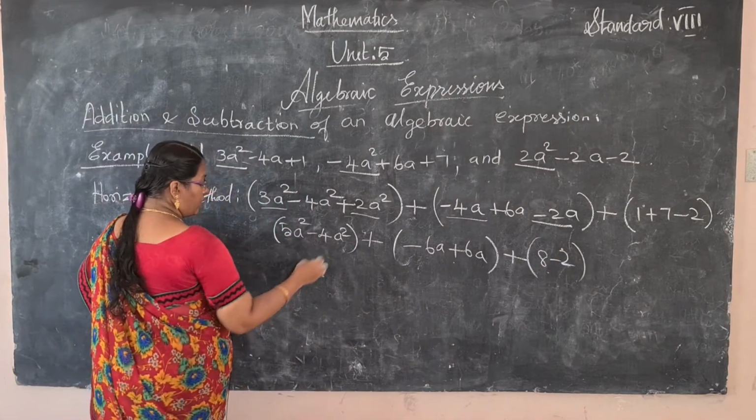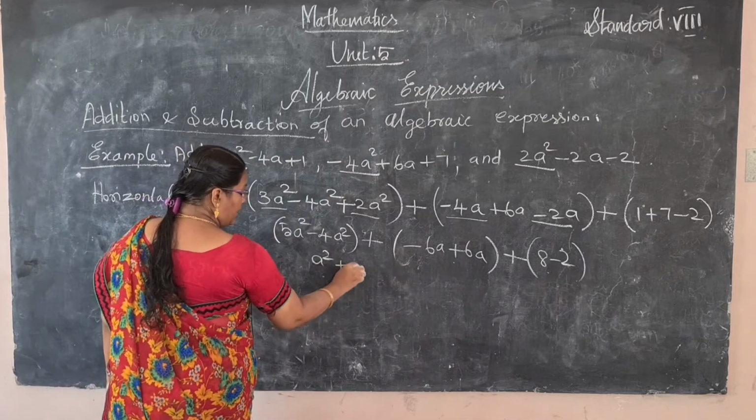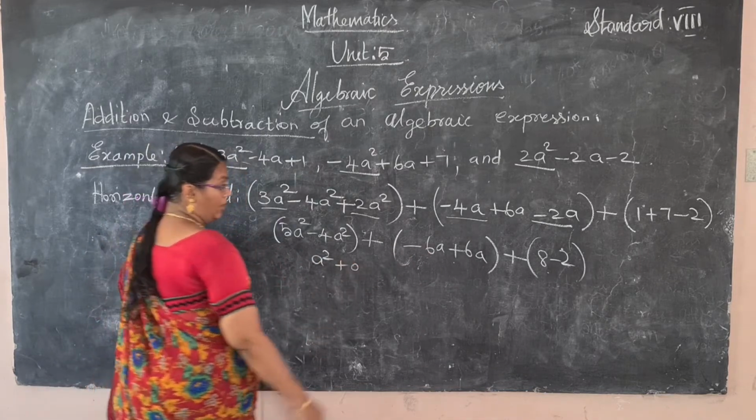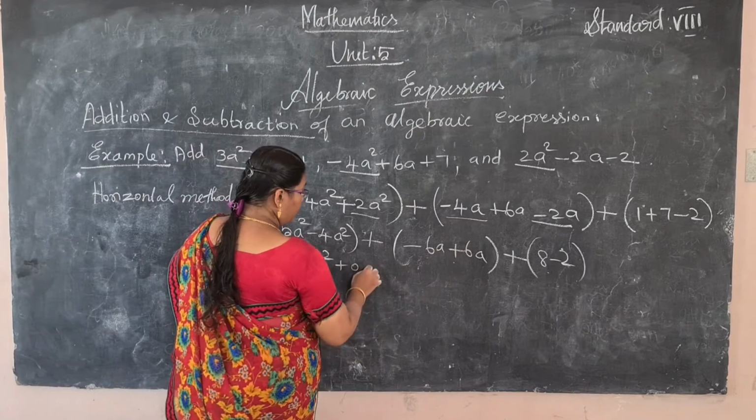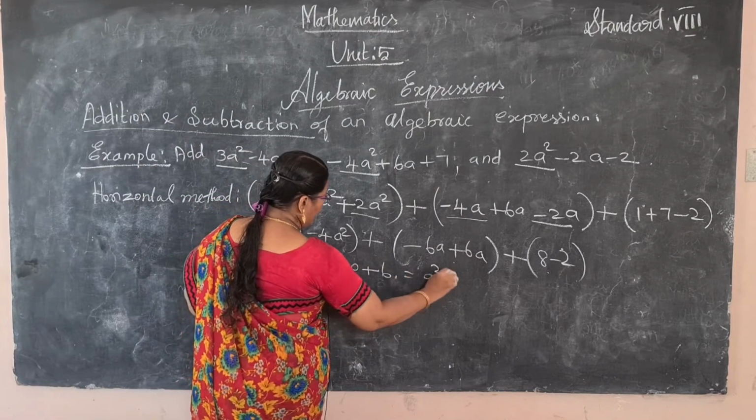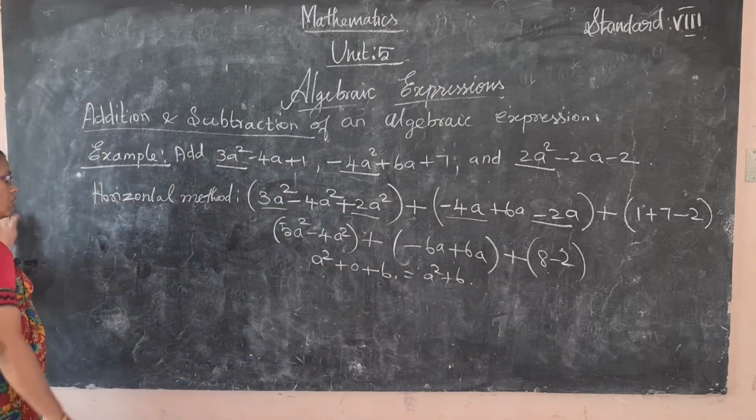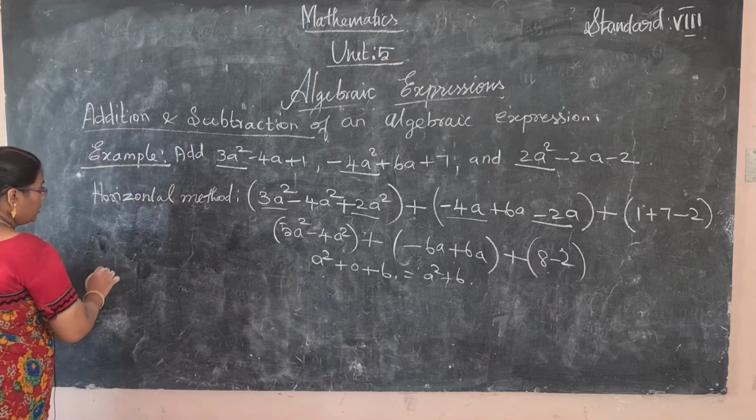5a squared minus 4a squared, a squared. Here subtract, we get 0. 8 minus 2 plus 6. So the answer is a squared plus 6 for this problem. This is the horizontal method. And the next one is the column method.